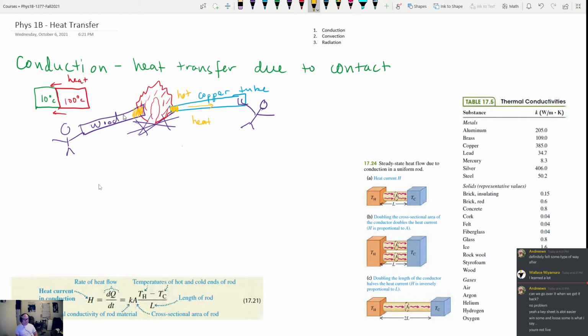Now, there will be some heat transfer through this, and yeah, the piece of wood will get kind of hot just due to what we call radiation from the flames. But for the most part, you can hold this piece of wood in here forever until it burns up, basically, and your hands won't actually get hot.